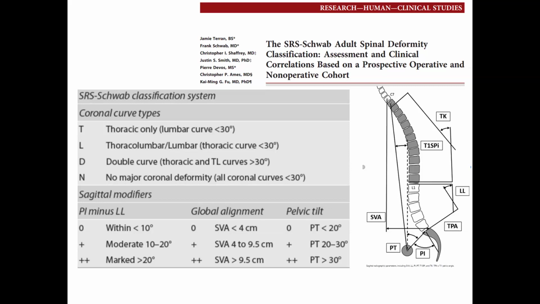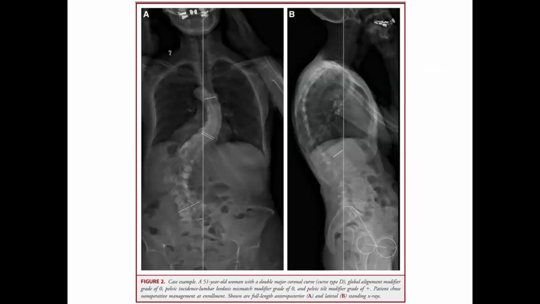Let me give an example. In this image, the patient has a double curve. It was measured, and both curves are more than 30 degrees. So the curve type is type D. And when the plumb line from C7 falls less than 4 centimeters, the global alignment modifier is grade 0. And the pelvic incidence and lumbar lordosis mismatch was measured. It was less than 10, so it was considered grade 0, and the pelvic tilt modifier was 1 plus.